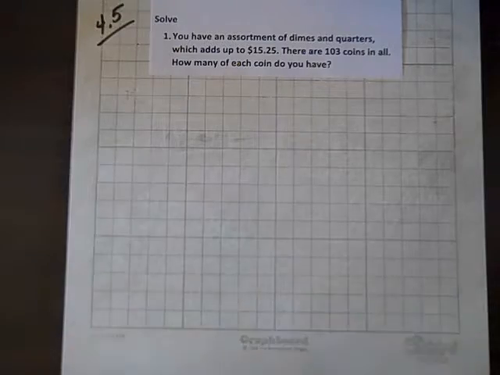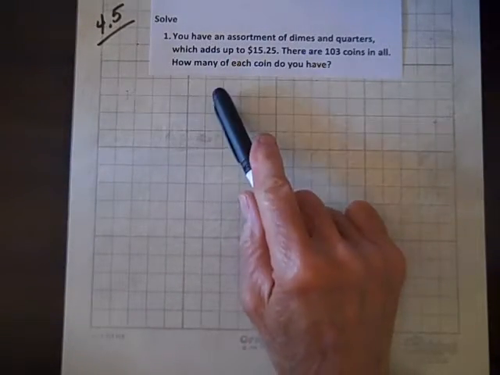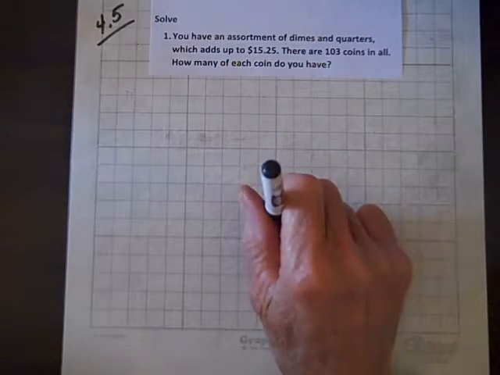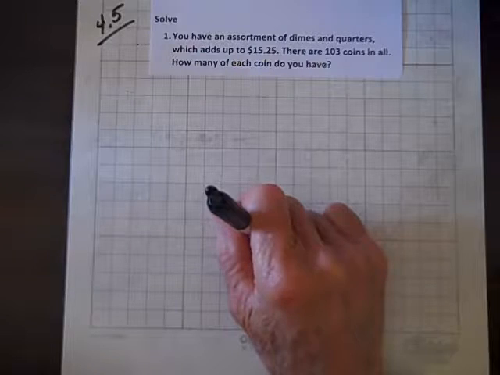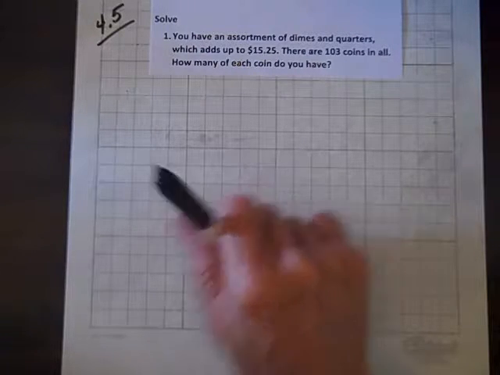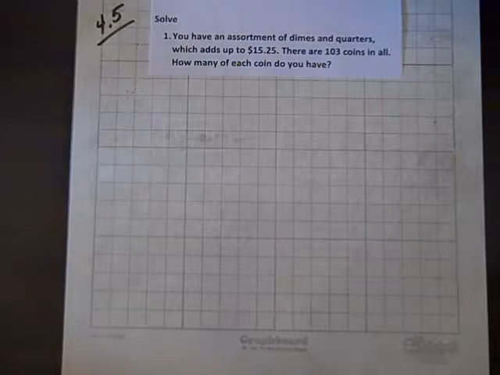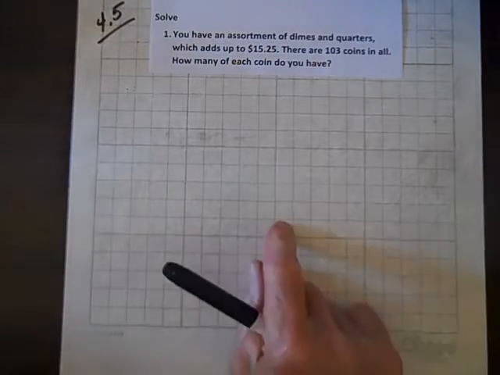Well, we're doing section 4.5, and these are value problems. So what we're going to be given here is two equations, two unknowns, and then we have to use all our skills to sort this thing out. So first challenge. Let's find the equations in the sentences.